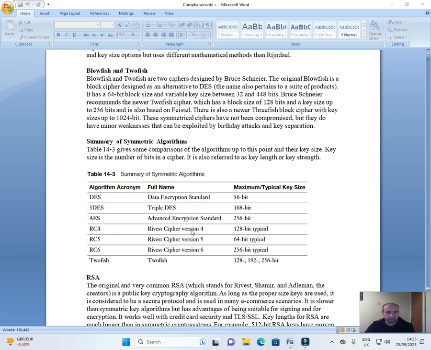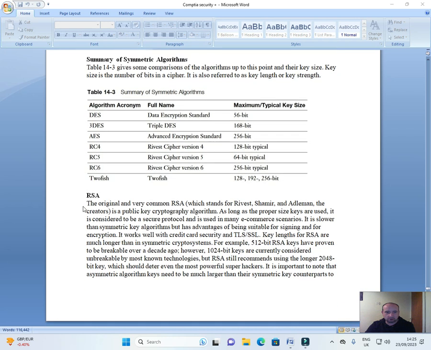RC4, Rivest Cipher version 4, 128-bit typical. RC5, Rivest Cipher version 5, 64-bit typical. RC6, Rivest Cipher version 6, 256-bit typical. Twofish, 128-bit, 192-bit, 256-bit.